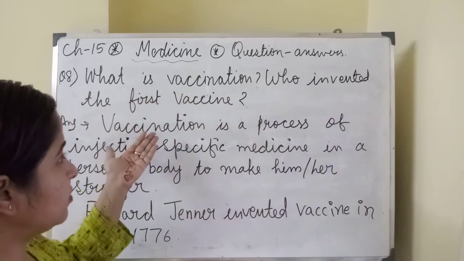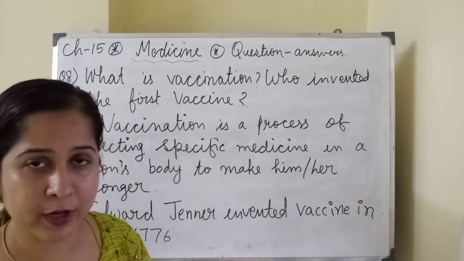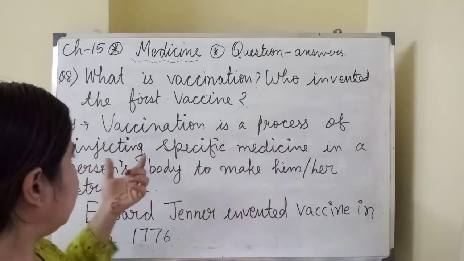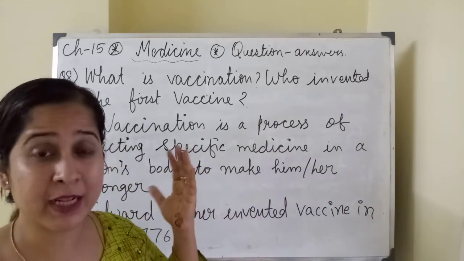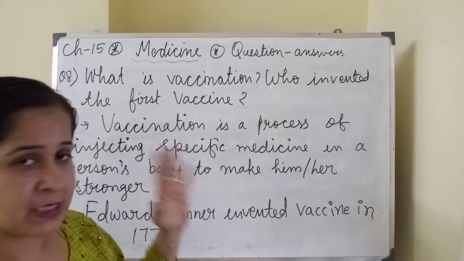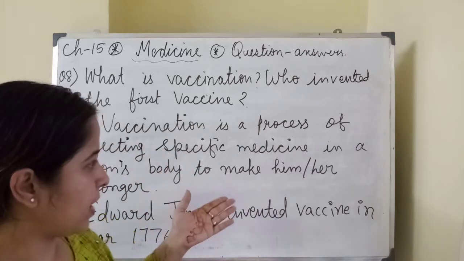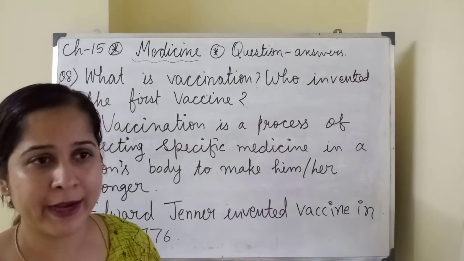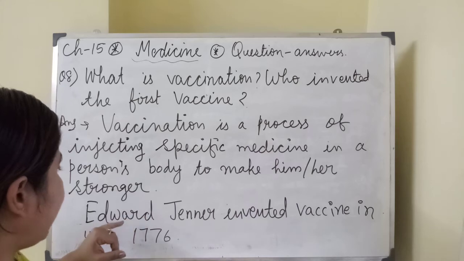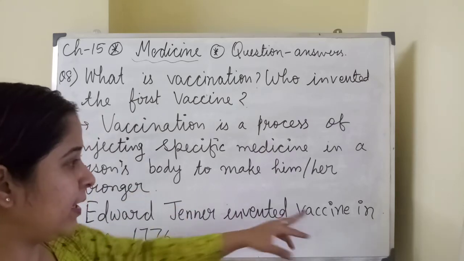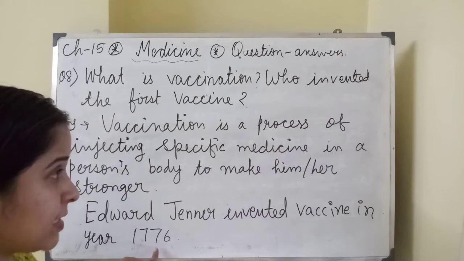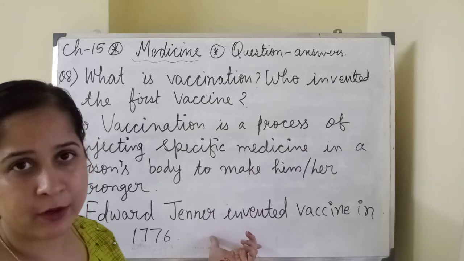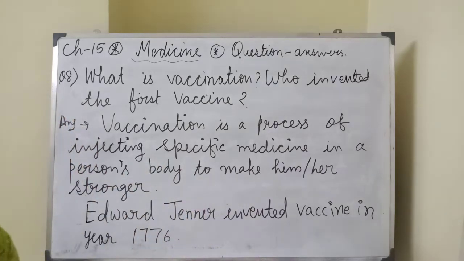What is vaccination? Actually, vaccination is a process of injecting someone with a specific kind of medicine, a specific kind of medical treatment, in a person's body. Maybe that person is male or female, no issues. Vaccination is done for both. Vaccination makes a person's body stronger to fight against any kind of disease. Fine. So Edward Jenner was the person who invented the first vaccine in the year 1776. So this is a very short answer about vaccination: what is vaccination, who invented it and when. So please write down this answer.